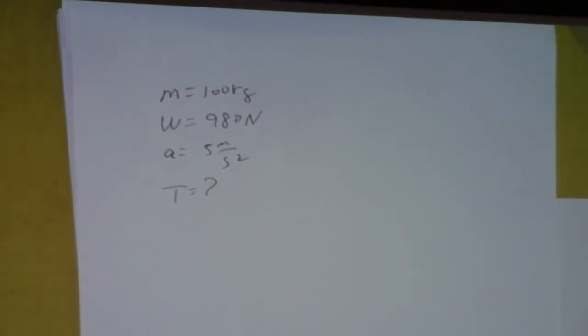Okay, so mass, 100 kilograms, the weight, 980 newtons, acceleration of 5 meters per second squared. And find the tension. Now when you read through this chapter, you're not going to find anything called the tension formula. There's nothing called the tension formula. We have to realize that we have forces, acceleration. What we have is Newton's second law, and hopefully the tension that we're looking for will come out in Newton's second law. Here's the picture.